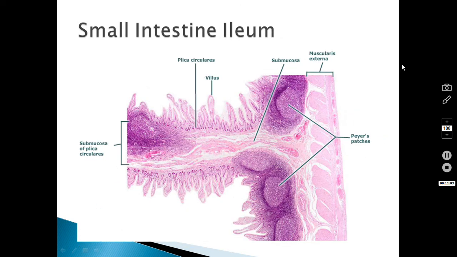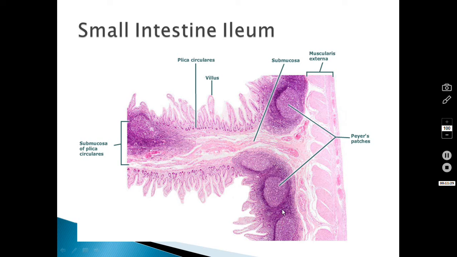If we look at the ileum, this particular section happens to be through one of the plicae circularis, so you can see kind of that fold. So this here is the mucosa. All this area here is mucosa. You can see we don't have as many villi. They're really narrow at this point, and there just aren't as many of them.